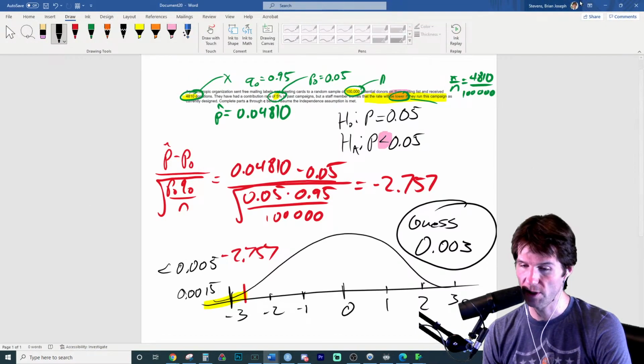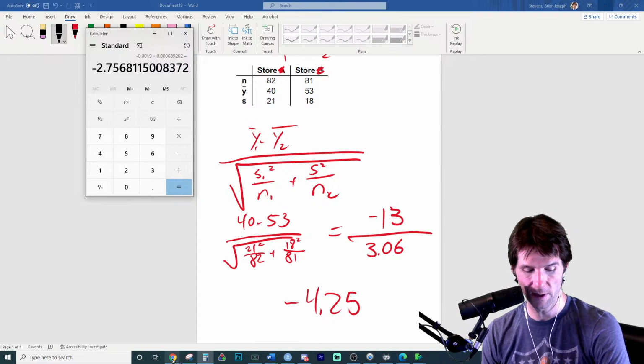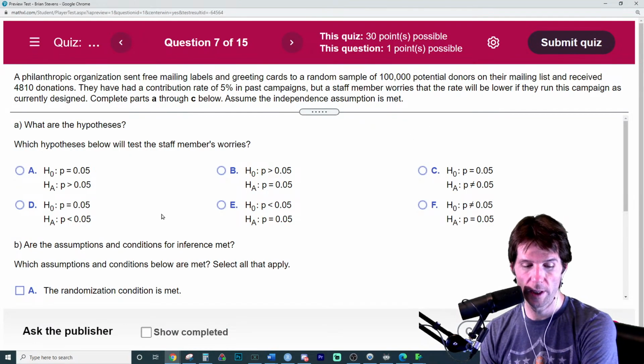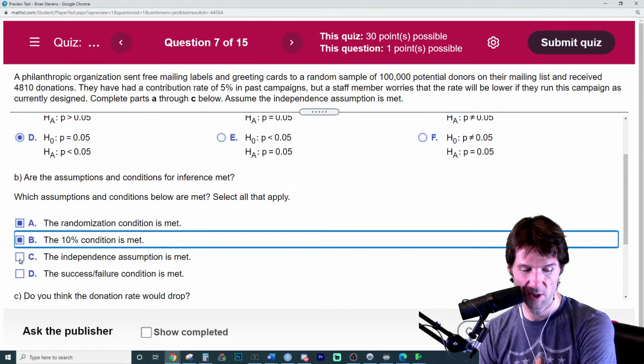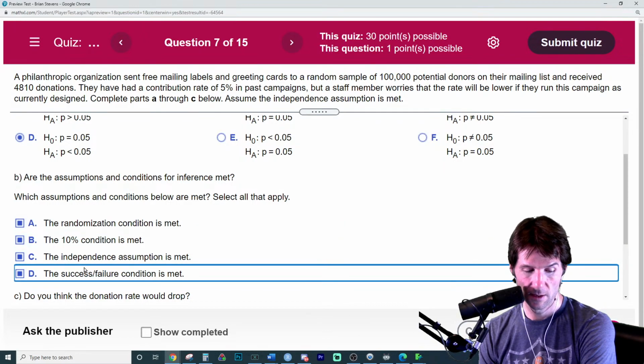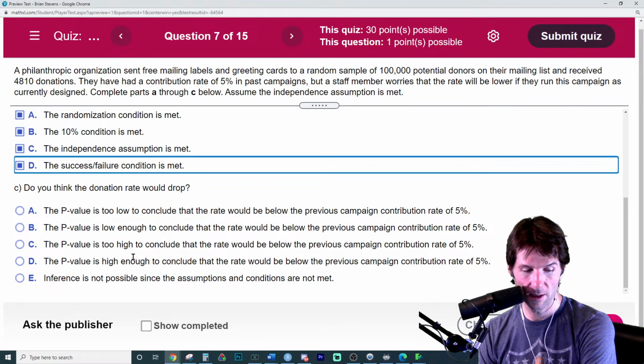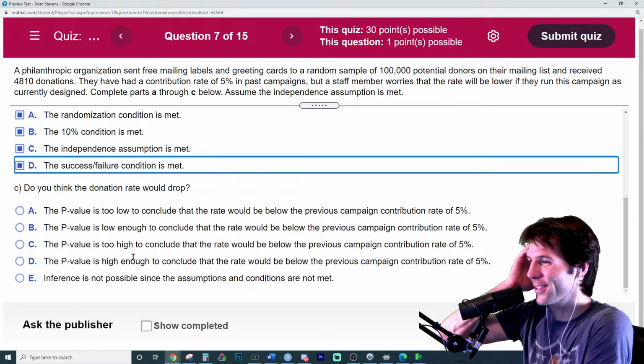0.003. So very, very close guess right there. Probably close enough with the rounding of decimals. And so we did a less than test. Remember, the null has the equal sign. Is the randomization met? We randomly selected less than 10% of the population, random and independent. Success, failure. So it literally just does the whole test right here.